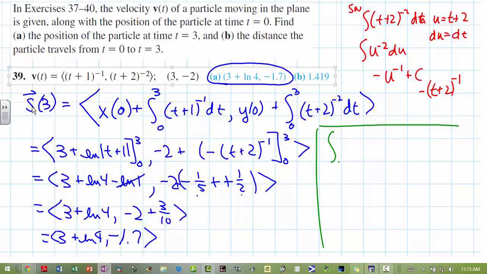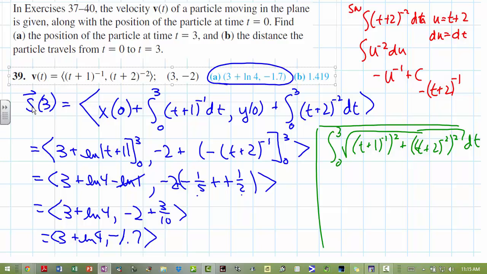So that's going to be the integral from 0 to 3. And we're going to take the square root of the x component of the velocity, which is going to be (t plus 1) to the negative 1, squared, and then the y component of the velocity, which is going to be (t plus 2) to the negative 2, squared, dt.